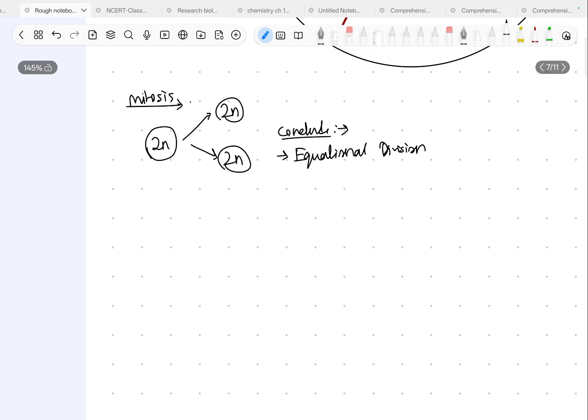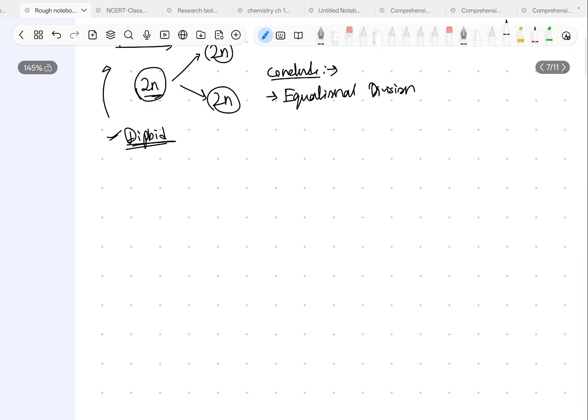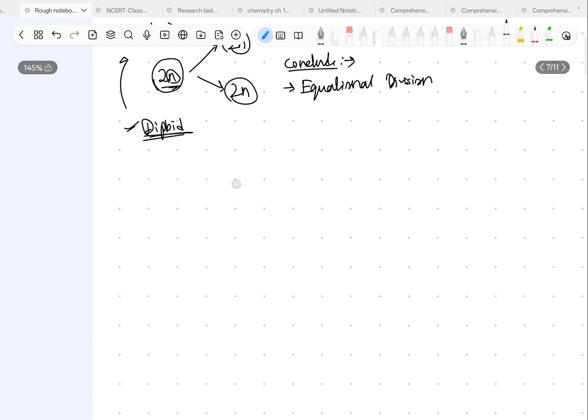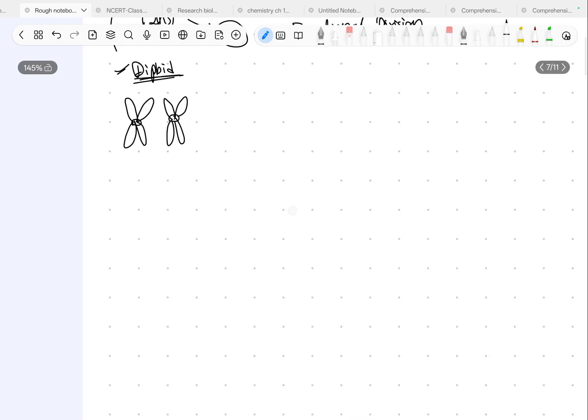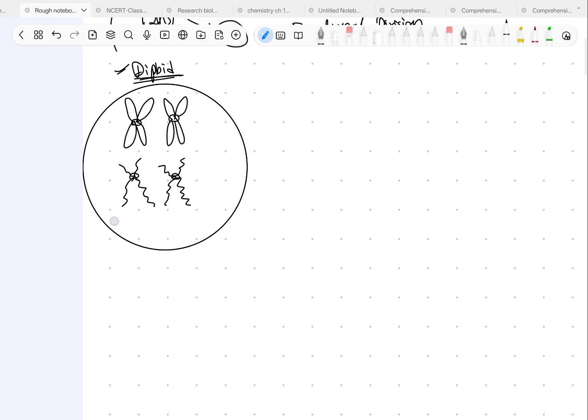The diploid cell means the ploidy of mitosis is diploid, that is 2n. 2n means 2 numbers of chromosome sets. If I am drawing the diploid cell like this, one copy is there, and here a different kind of chromosome. So this is basically the diploid cell. How is it a diploid cell?